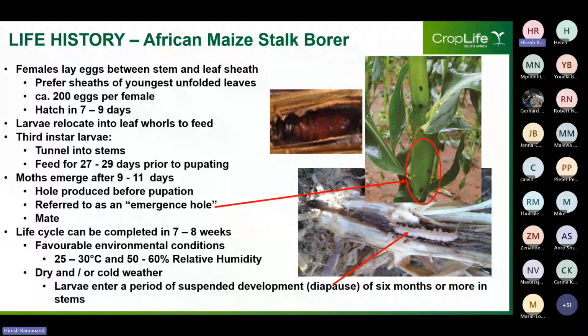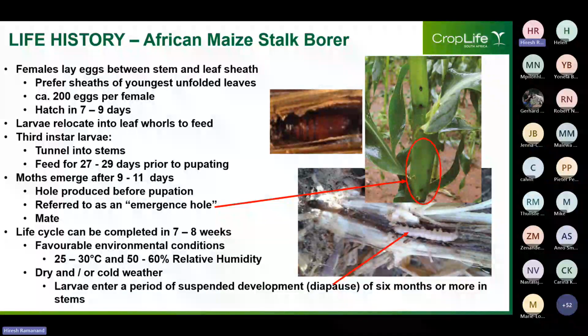Under favorable conditions, temperatures of 25 to 30 degrees Celsius and 50 to 60% relative humidity, the life cycle can be completed in 7 to 8 weeks, but during dry and/or cold weather conditions, the larvae can enter a period of suspended development, known as diapause, of 6 months or more in stems and other plant residues until conditions improve and become favorable for development. For example, when the rains arrive. This is evident during the winter months in the summer growing regions in particular.